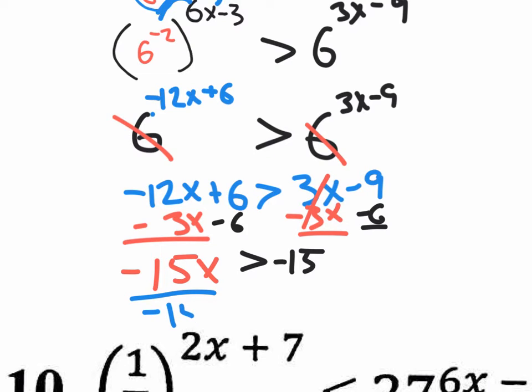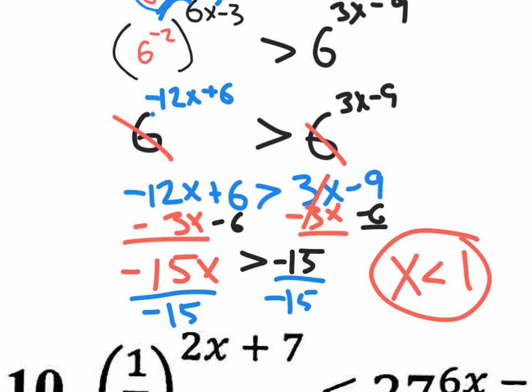Divide by negative 15. And when you hear the words divide by a negative on an inequality, you should remember to switch the inequality, flip the inequality, however you say it. Final answer is x is less than positive 1. X is less than positive 1.